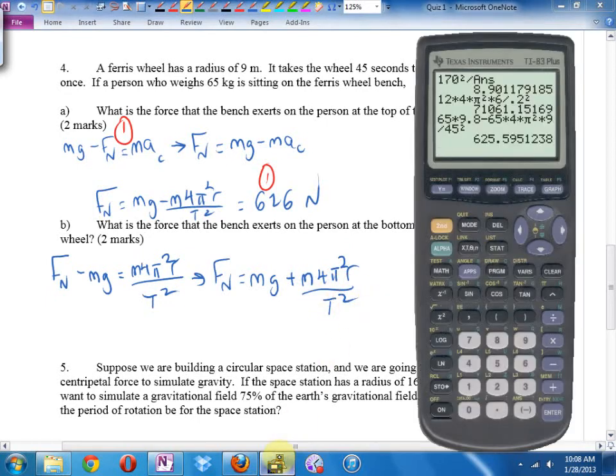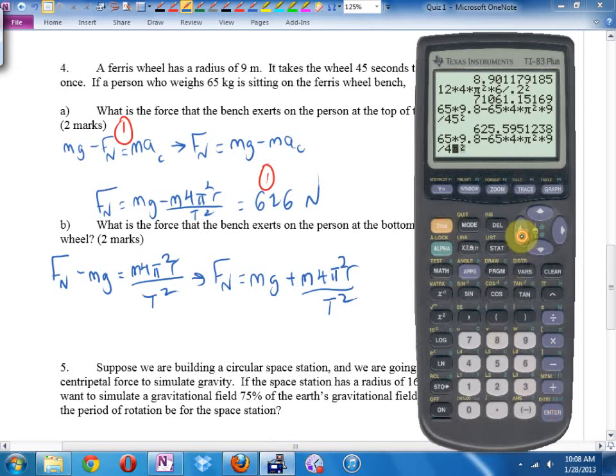In fact, I think it's exactly the same thing on my calculator, except instead of a minus sign right here, you know what I can put instead? A plus. You get 648.